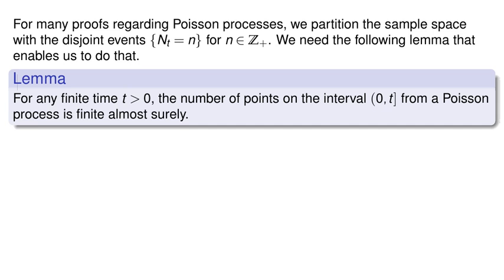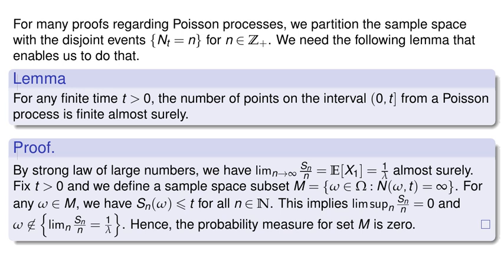For any finite time t greater than 0, the number of points in the interval open from 0 to t closed from a Poisson process is finite, almost surely. The proof relies on the strong law of large numbers. We know that S tilde n over n, the nth arrival time divided by n, converges almost surely to the expectation of X_1, which for an exponential with rate lambda is 1 over lambda.